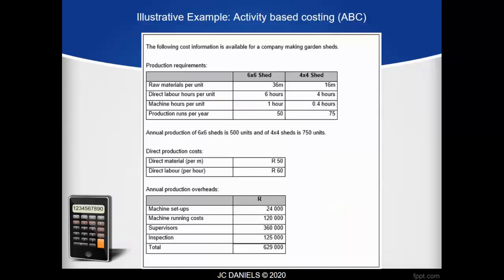Okay, so I'll be looking at an example to explain further how to calculate the costs of a product using activity-based costing. So in this example, we have information that relates to a company making garden sheds. So there are two types. There's a 6x6 shed and there's a 4x4 shed, so a slightly smaller one. The raw materials per unit, so there's 36 meters for the 6x6 one, and then they use 16 meters for the 4x4 one. The direct labor hours per unit, so it takes 6 hours to make the 6x6 shed, and it takes 4 hours to make the 4x4 shed.